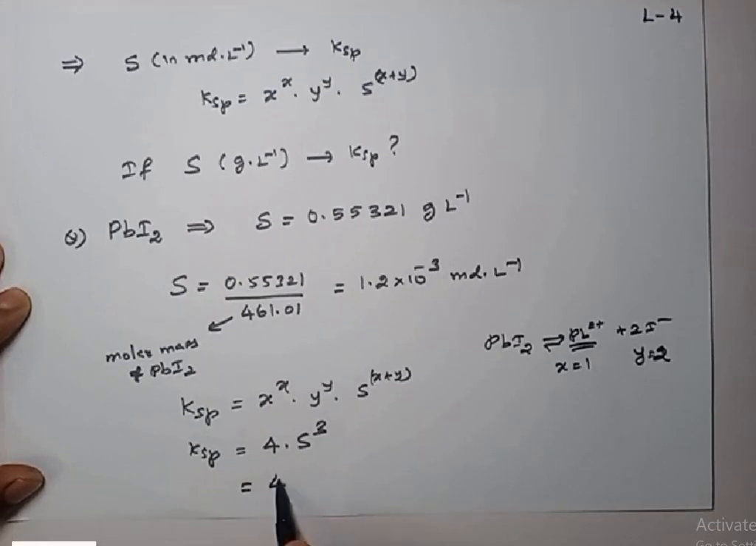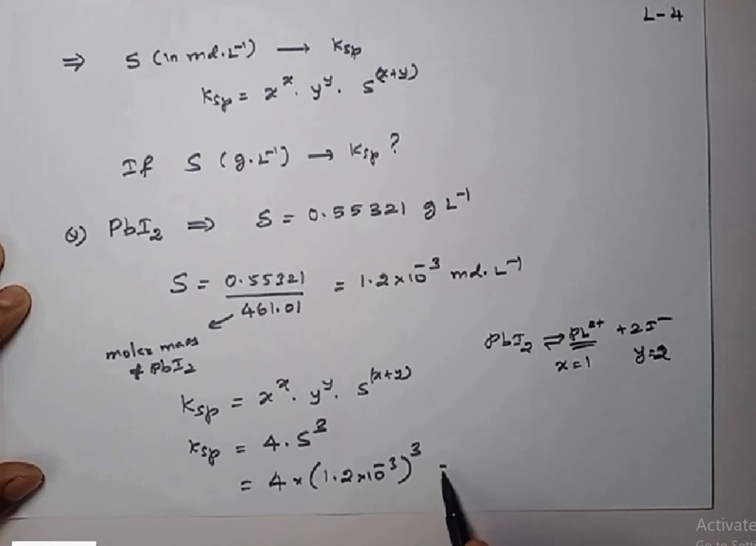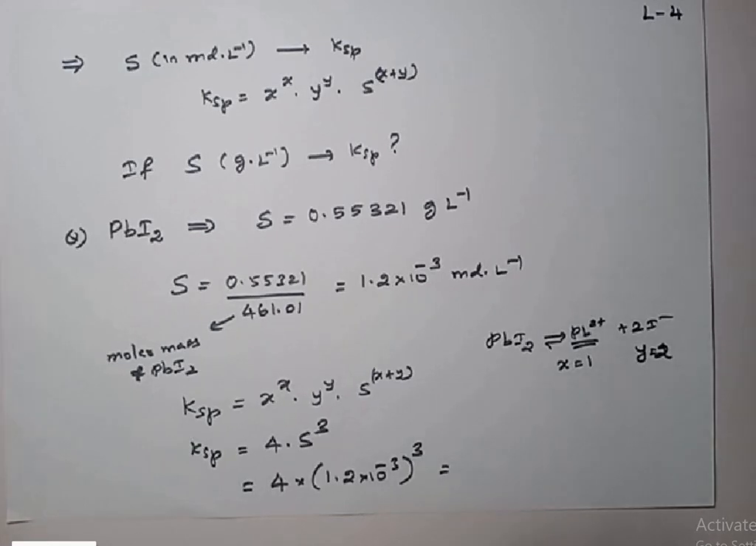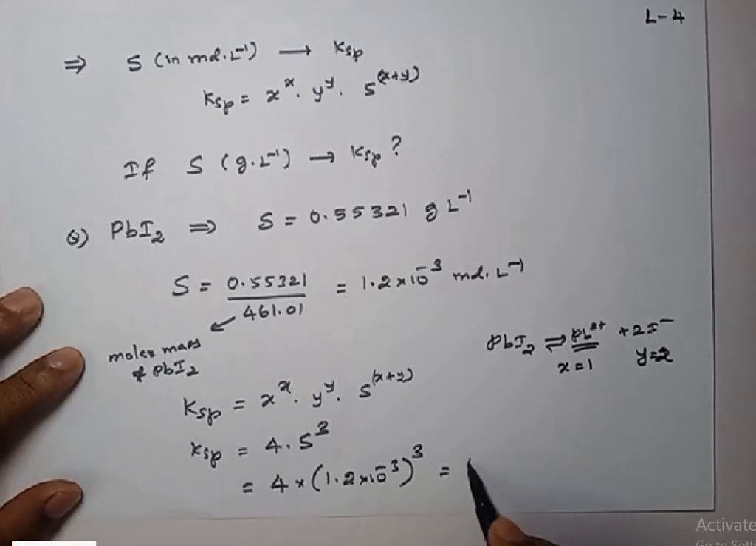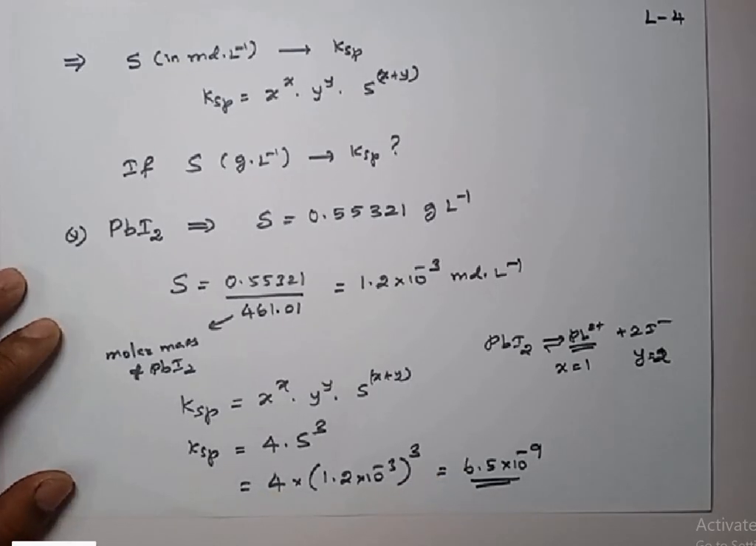Now what should we do? 4 into, what is the solubility? 1.2 into 10 power minus 3 molarity, power 3. If I simplify this, we get 6.5 into 10 to the power minus 9. And this is the solubility product of lead iodide.